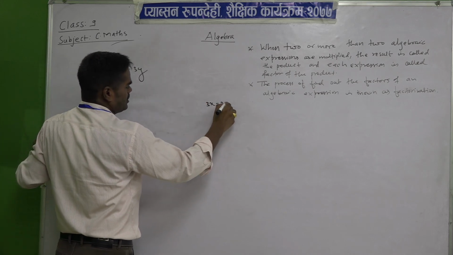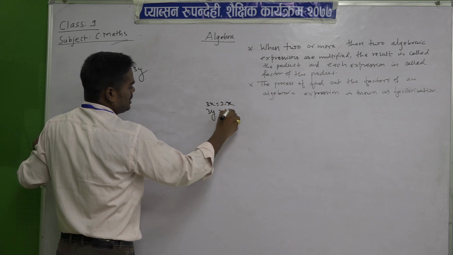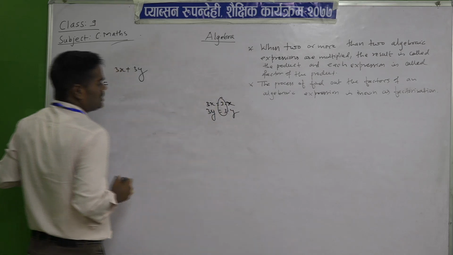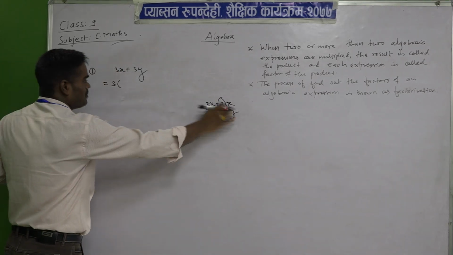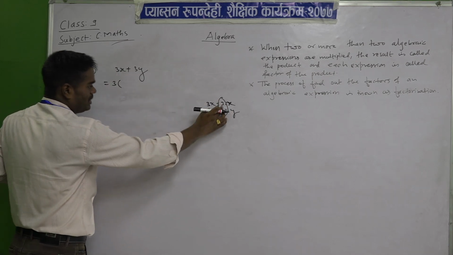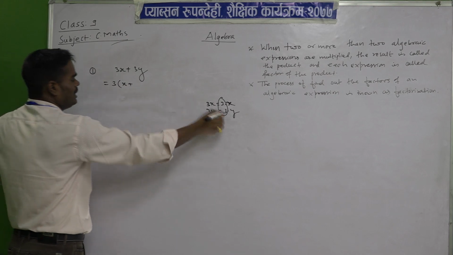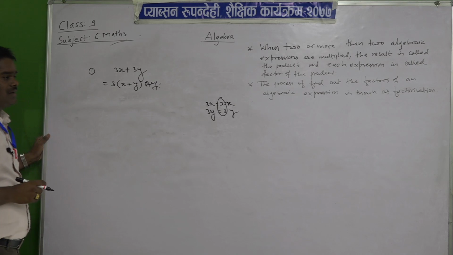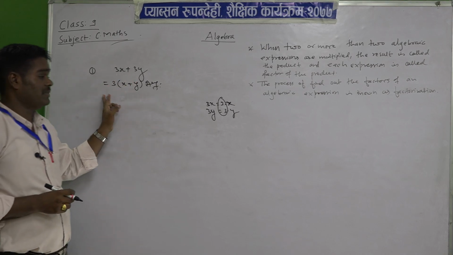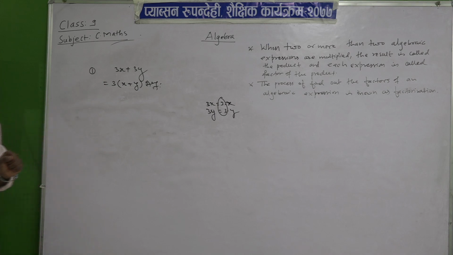3x means 3 into x, 3y means 3 into y. What is common in both? 3. So take 3 common, and then what is left here? In the first term, what is left after taking 3 common? I have circled here x, and then here y. This is the answer. The factor of 3x plus 3y is 3 bracket x plus y. Any confusion?